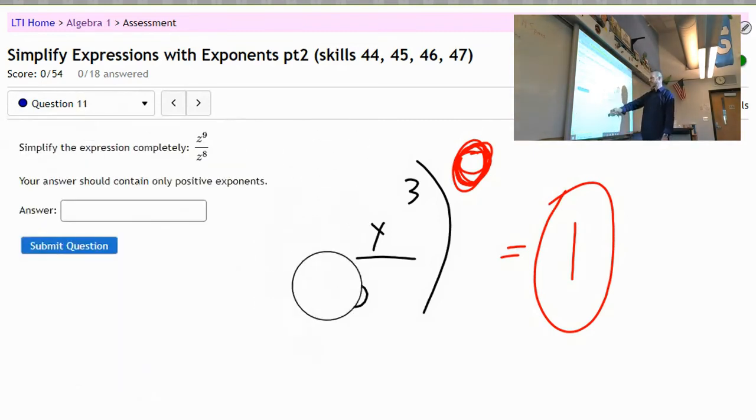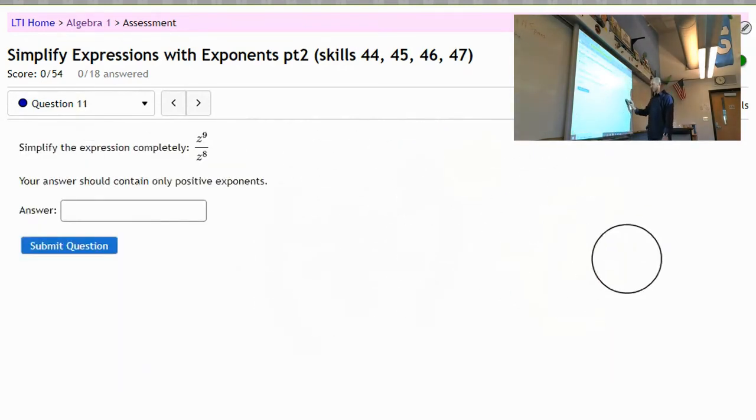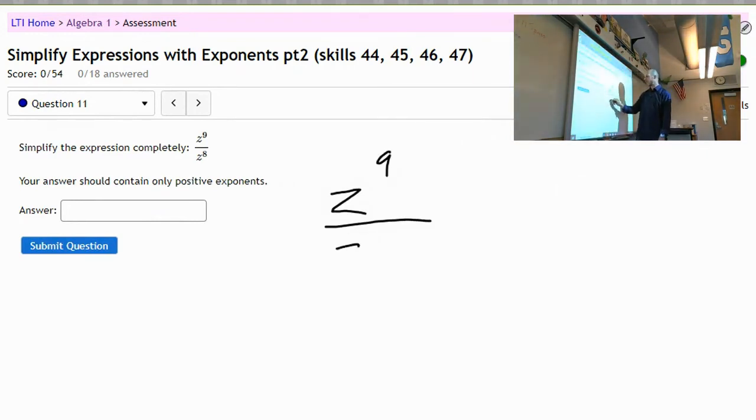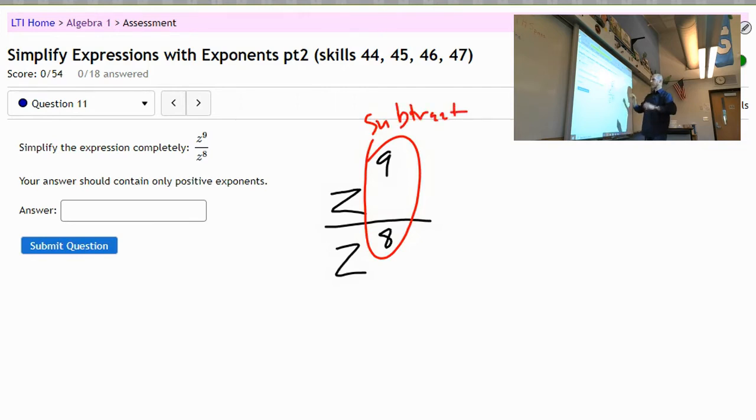Number 11. z to the power of 9 divided by z to the power of 8. So it's a division problem, and my answer should contain only positive exponents. In a division problem with the same bases where they both have exponents, subtract. The larger exponent is in the numerator, so after I get done subtracting, I know my answer will stay in the numerator. If the denominator had the larger exponent, then I could subtract starting from the bottom number first, and my answer would live in the denominator, but that's not what happened this time. 9 minus 8 is 1.